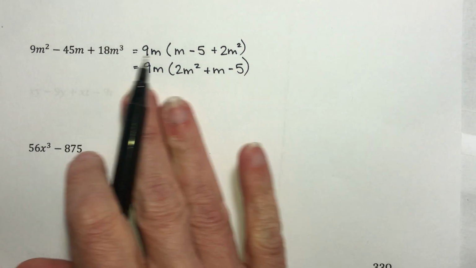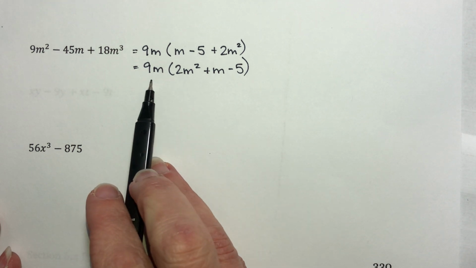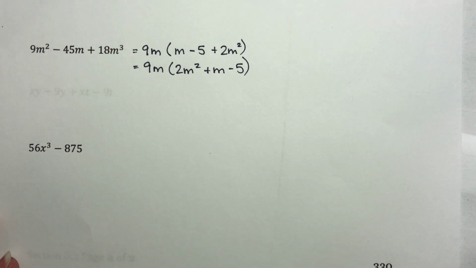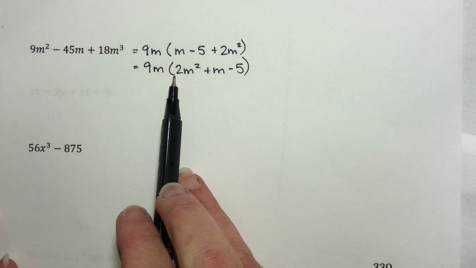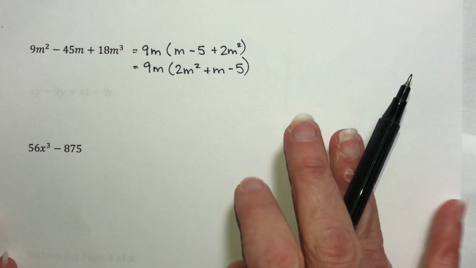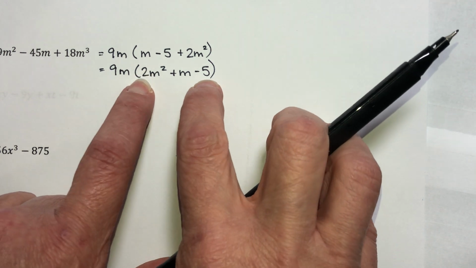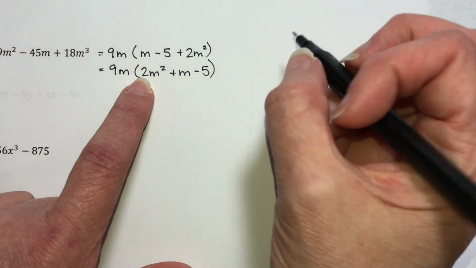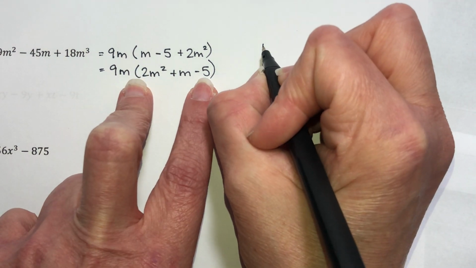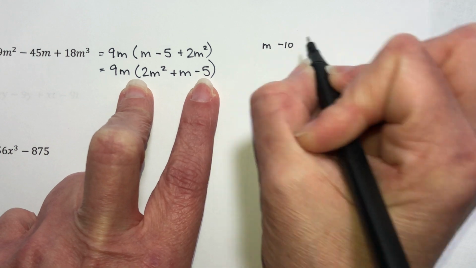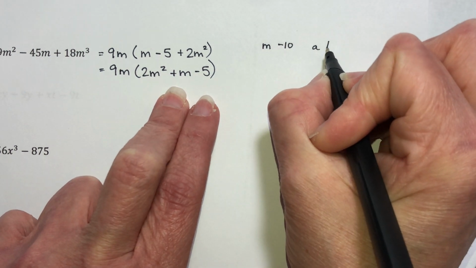Okay, now this might be my answer. I was able to factor out something, so this thing is not going to be prime. What I need to check is to see if this factors any further at all. This would be a trinomial with no GCF. I do not have squares on the ends. So I'd be looking for two numbers that multiply to a negative 10 and add to a 1.